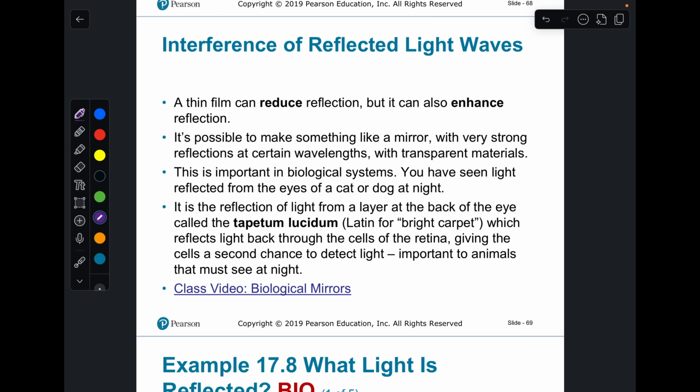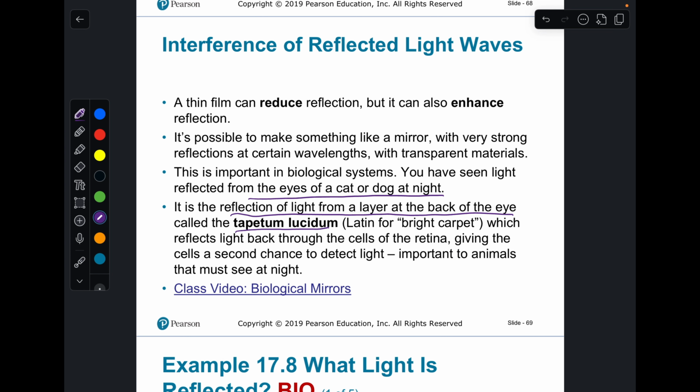This is an example of how we can see some biology behind the interference of reflected light rays. In many cases, like the previous example, we can use thin films to reduce reflections, but you can also use them to enhance reflections. You might have noticed in the eyes of a cat or a dog at night a glow, right? This glow is the reflection of light from a layer in the back of the eye. And that is called the tapetum lucidum, Latin for bright carpet.